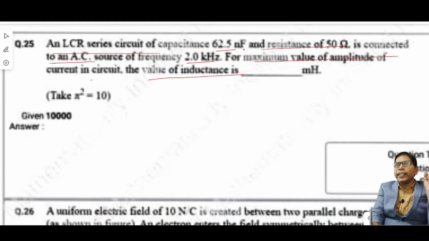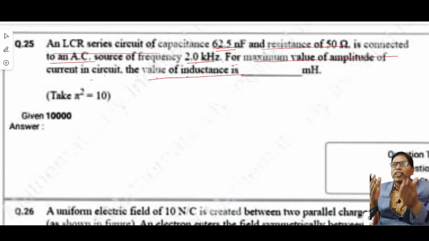Okay, in an LCR series circuit, the capacitance is 62.5 nanofarad and the resistance is 50 ohm. It is connected to an AC source of frequency 20 kilohertz. For the maximum value of amplitude of current in the circuit, find the value of inductance. So this is the resonance condition, for maximum amplitude of current.